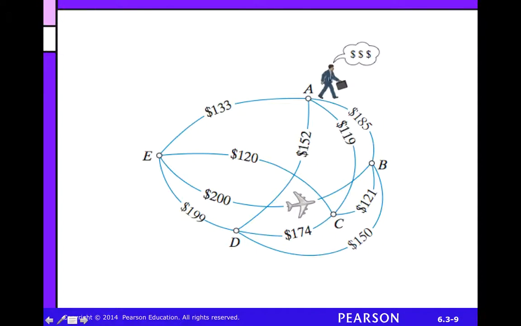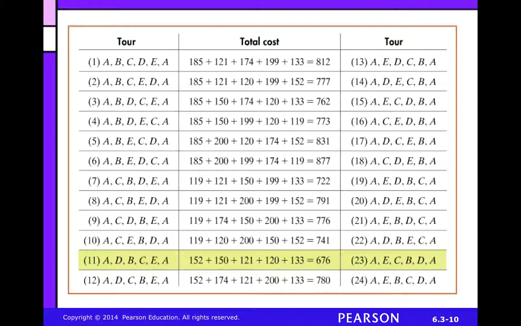So let's solve this exact problem here. Again, I'm the traveling salesman starting at city A. I need to visit B, C, D, and E. I need to visit each of them exactly once, and then I have to return to A. Well, here's what the brute force algorithm looks like.